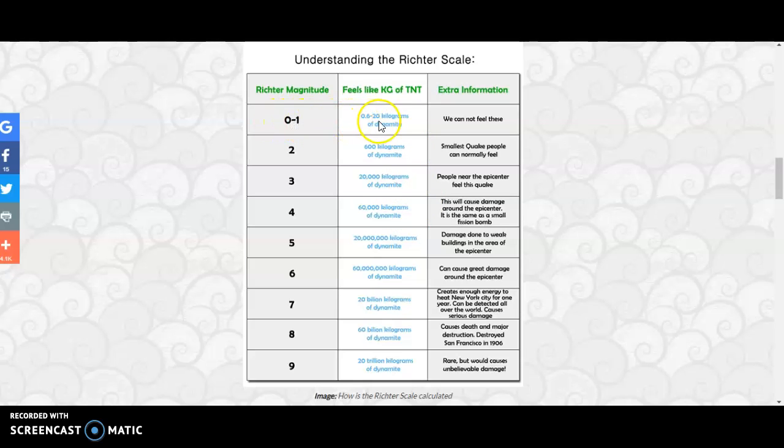And between 0 and 1, it's only 20 kilograms of dynamite. And the second one, it already goes up to 600. Third magnitude is already up to 20,000. Fourth magnitude is already up to 60,000. Then it goes up to 20 million, and it keeps going and going and gets very big very quickly. Okay, so every scale of magnitude on the Richter scale is 10 times stronger than the previous one. So it's kind of confusing because we don't think of things as not being linear very often, but it is useful because you can see that there is this constant amount of growth.